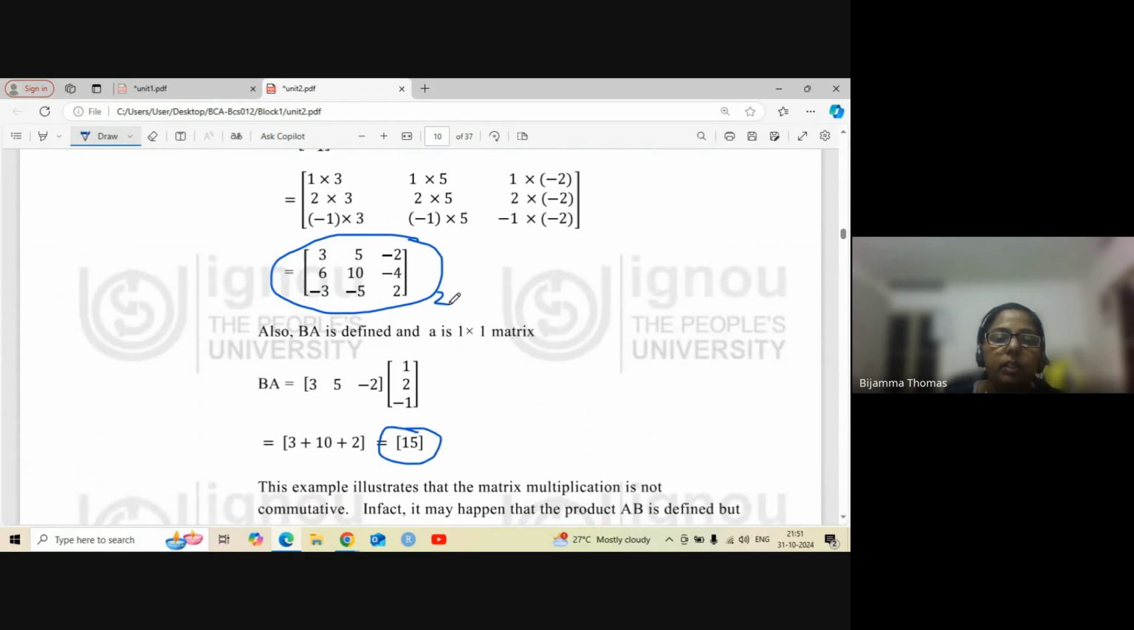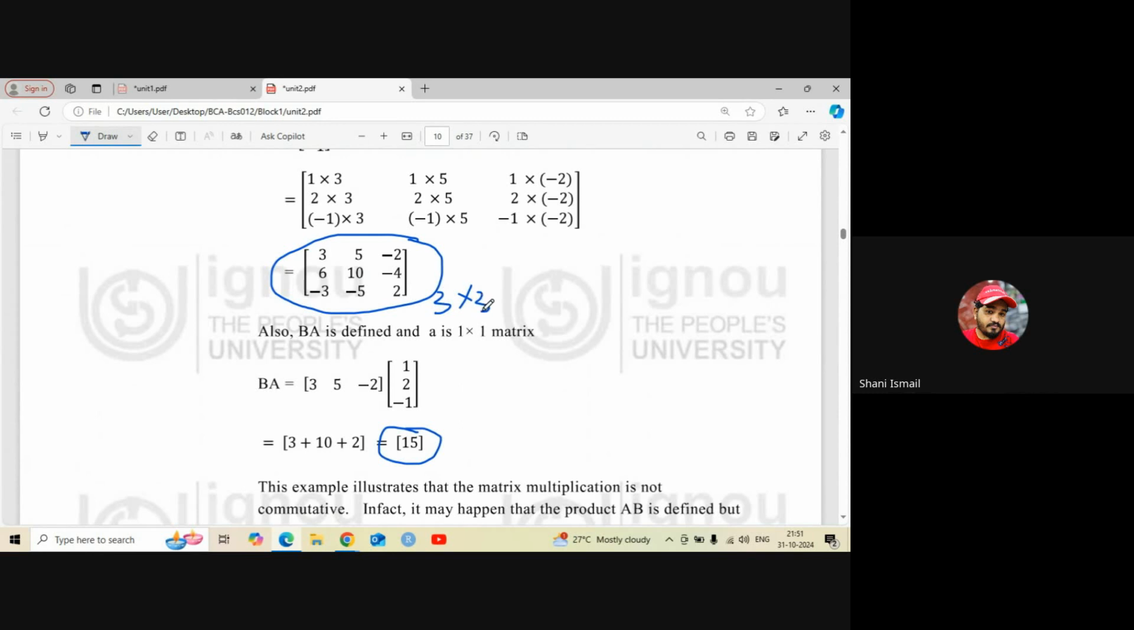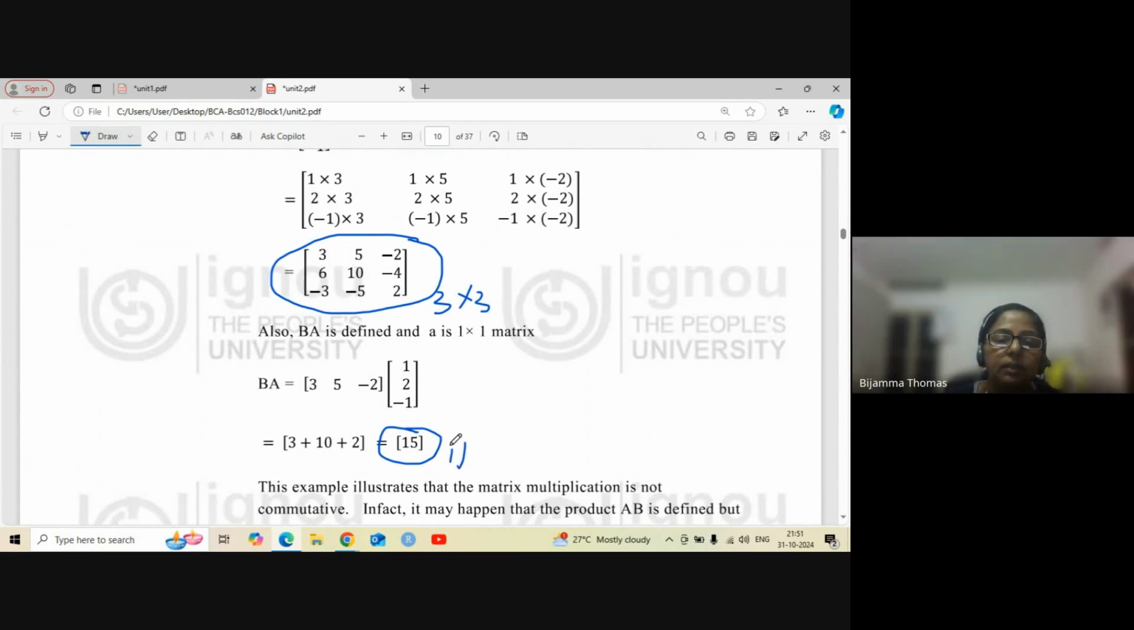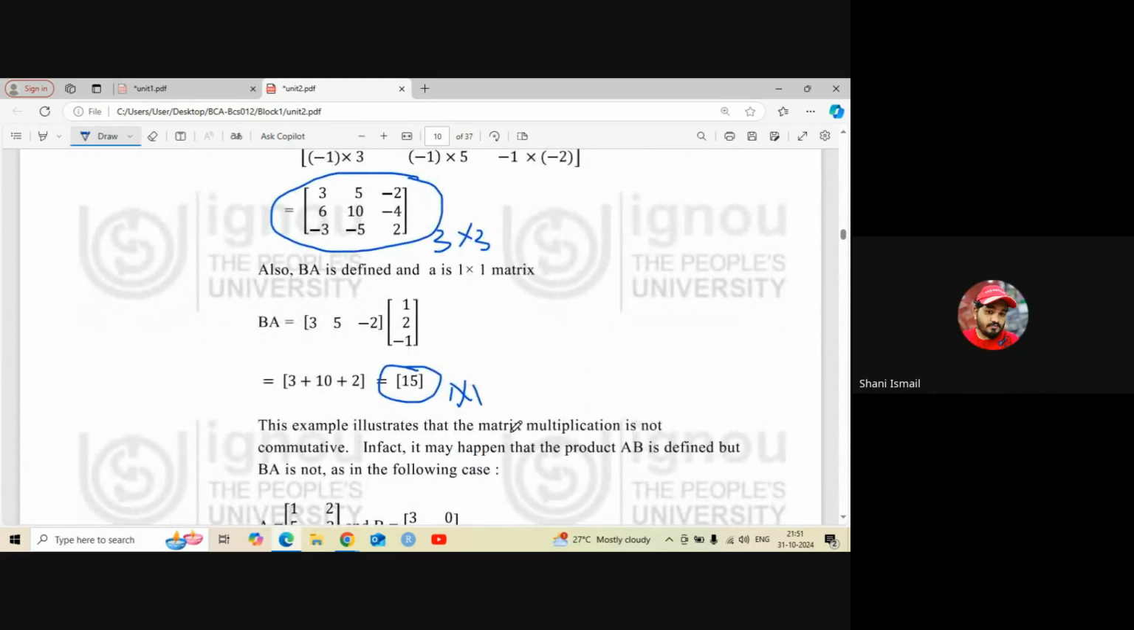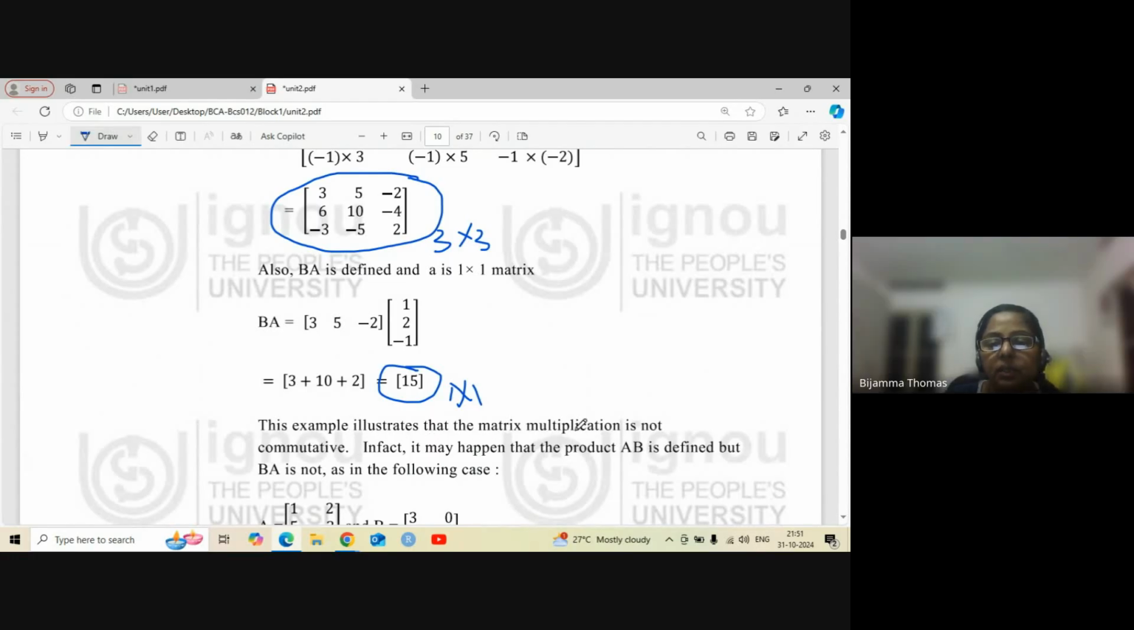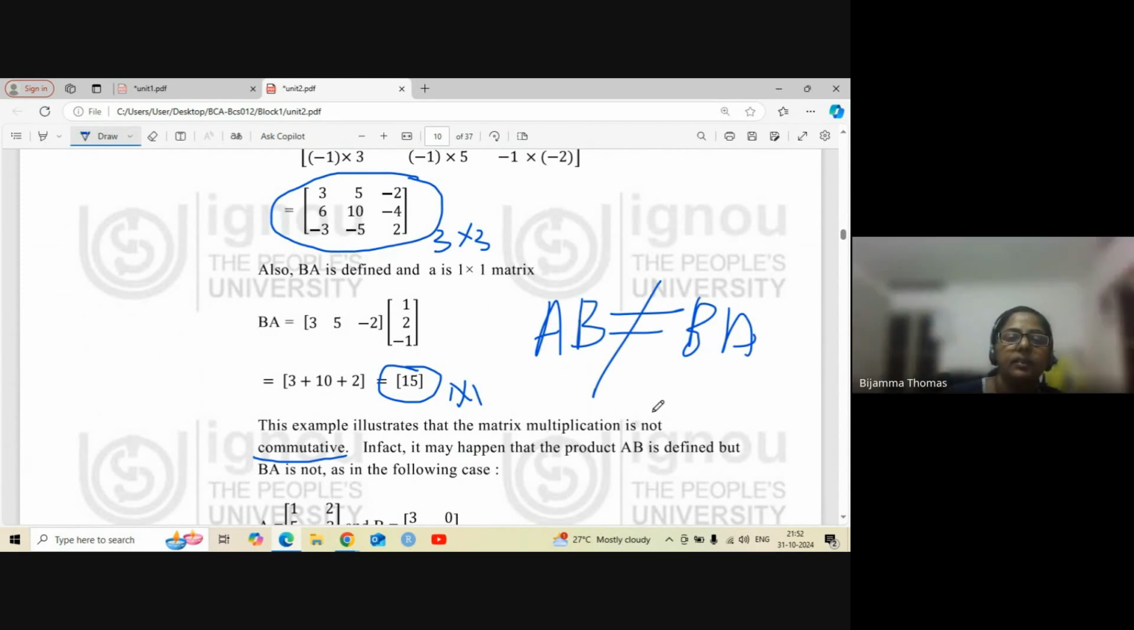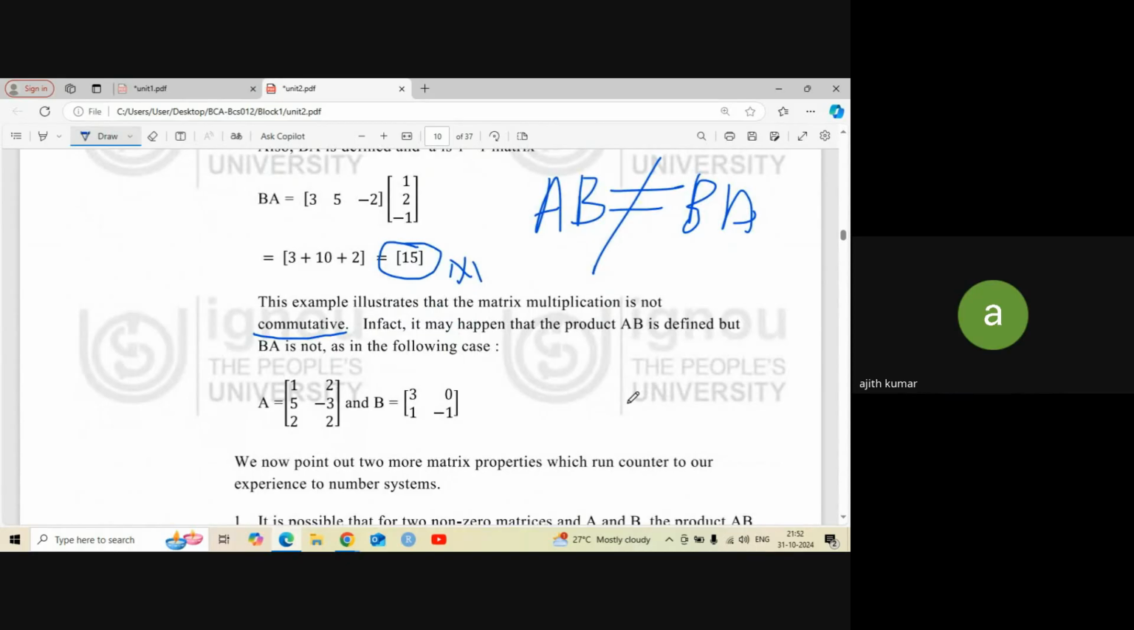See, AB is of order 3 by 3. This is of order 1. Isn't it? Both are different. This example illustrates that matrix multiplication is not commutative. Generally, we cannot say that AB equal to BA. Is it clear?